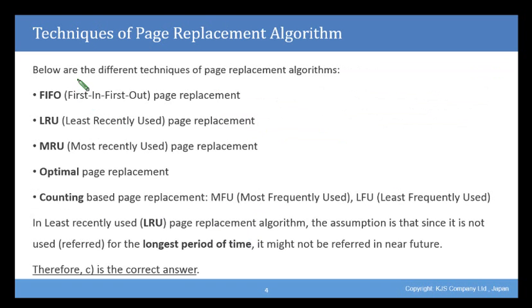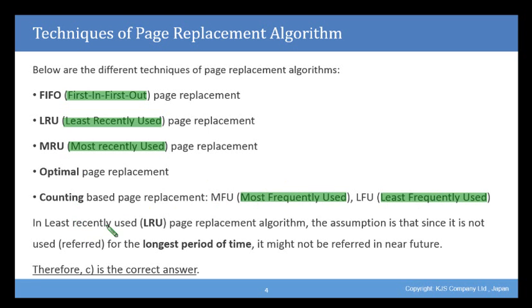So below are some of the different page replacement algorithm techniques. First of all, we've got the FIFO, the first in, first out page replacement. The LRU, the least recently used page replacement. The MRU, the most recently used page replacement. And the optimal page replacement, as well as the counting-based page replacement. Things like the MFU, the most frequently used, where we have to count the number of times a page is used, or the LFU, the least frequently used.